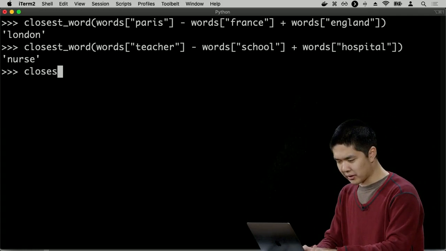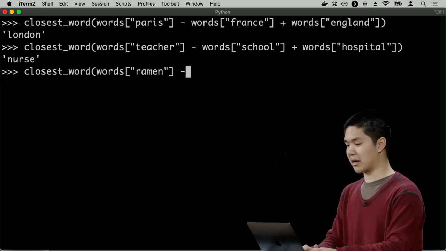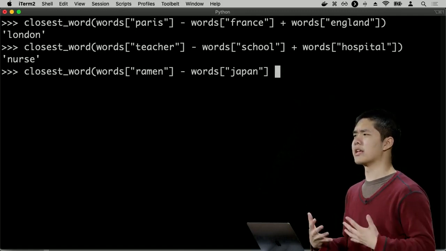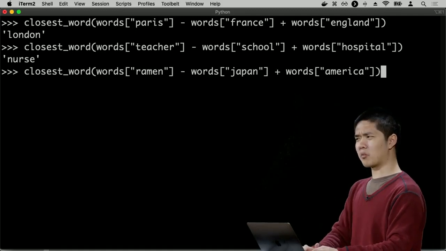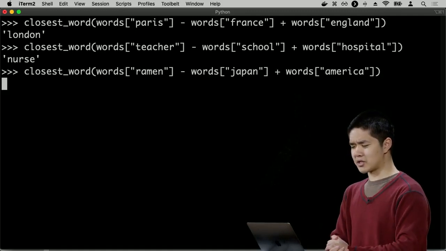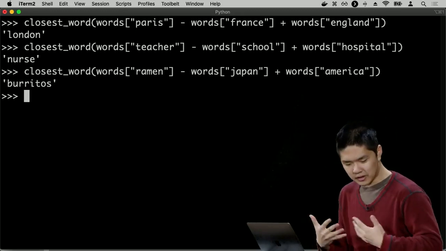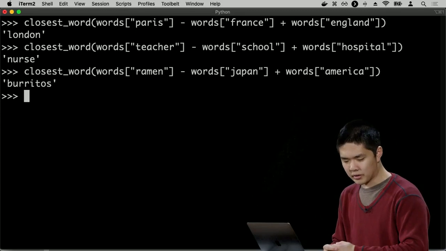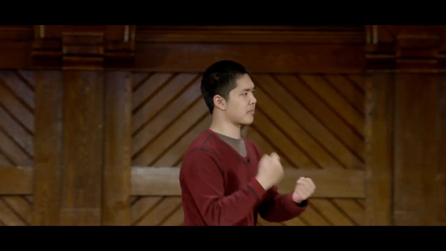Let's try a couple more examples. Take the word ramen, for example, and subtract the word Japan. So what is the relationship between Japan and ramen? Add the word for America to that, and take a guess at what you might get as a result. It turns out you get burritos. If you do the subtraction and the addition, this is the answer that you happen to get. So these very interesting analogies arise in the relationships between words. If you just map out all of these words into a vector space, you can get some pretty interesting results as a consequence of that.